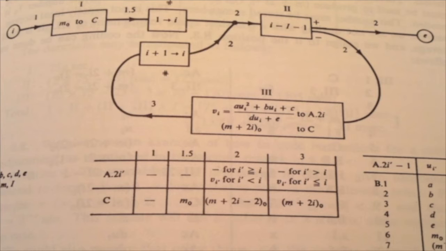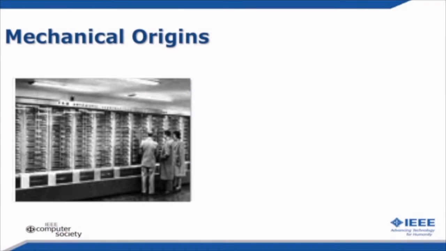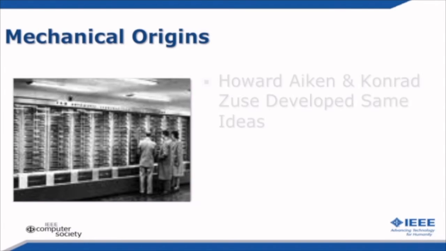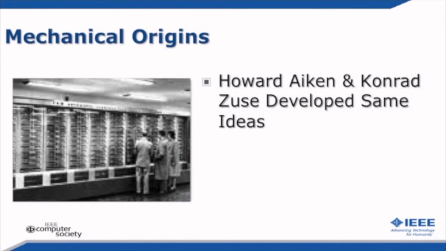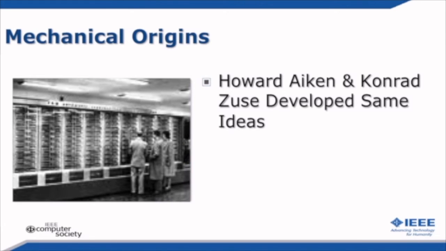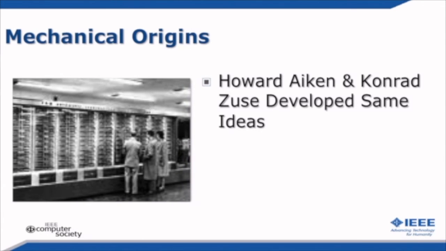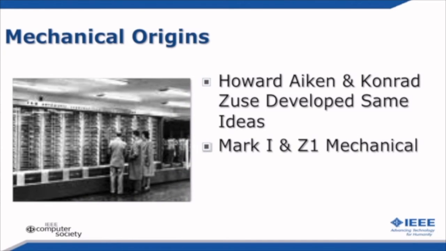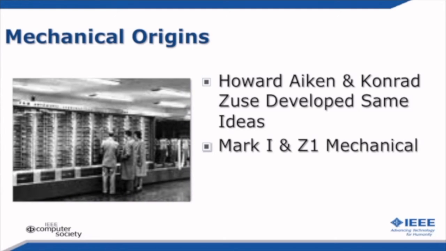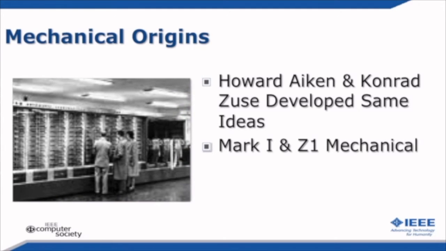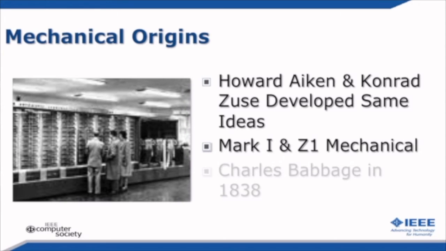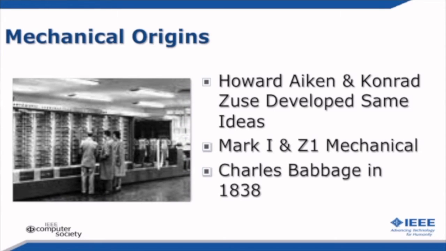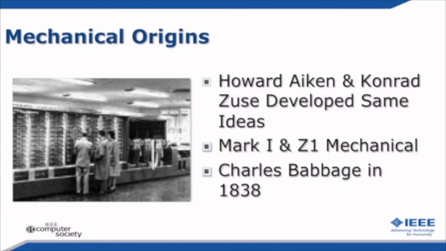Now, of course, Goldstine was not the first person to think about software, and those who preceded him did it with mechanical devices. Howard Aiken and Konrad Zuse, of course, were developing some of the same ideas at about the same time, but they were using mechanical computers. Aiken had the Mark I at Harvard, which is pictured here, and Konrad Zuse was building the Z1 in Germany. And if you really want to look at mechanical origins, you can go back to the 19th century and the analytical engine of Charles Babbage.